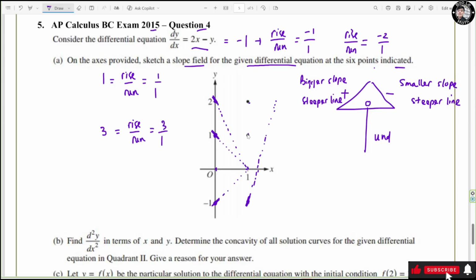Now this point right here, x equals 1, y equals 1, substitute over here, you have 1, right?